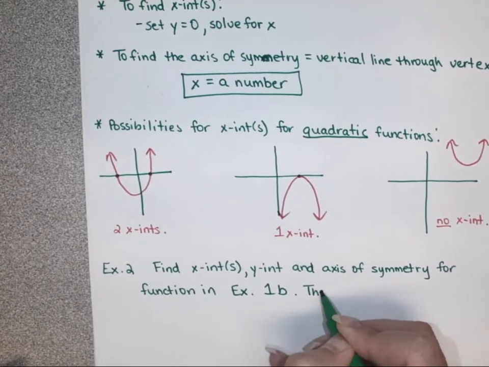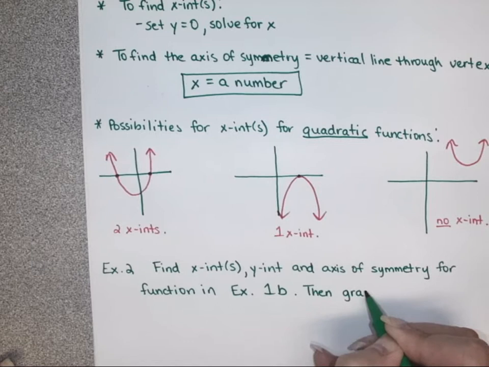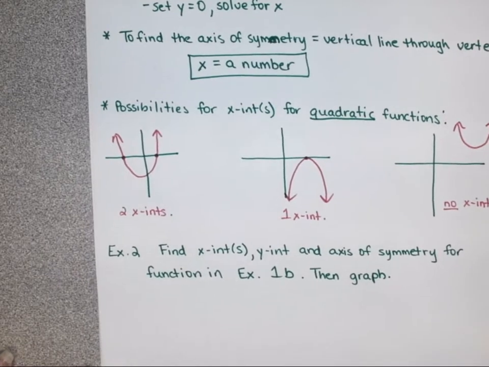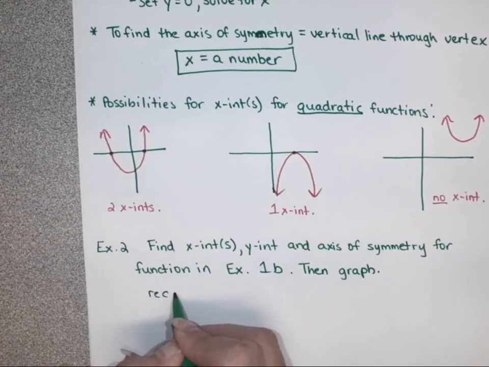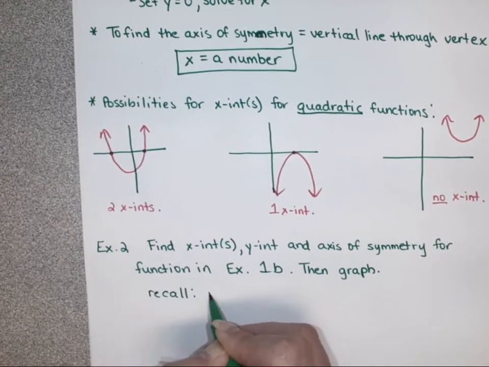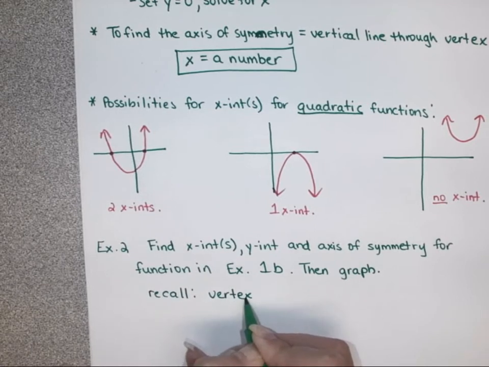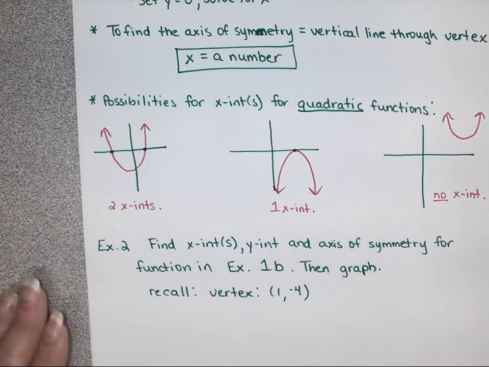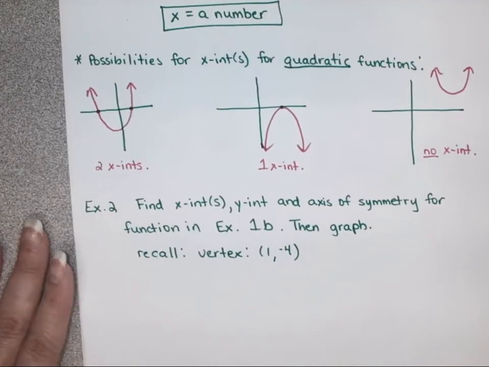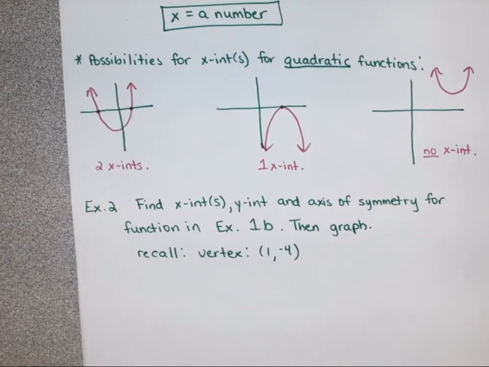And then I want you to graph it. The reason I didn't ask you for the vertex is because that's what I already asked you in 1b. So let's just write down what we got for example 1. Recall that the vertex was what for 1b? Wasn't it 1, -4? I'm just pulling that in, and now we're going to find the rest of the pieces.